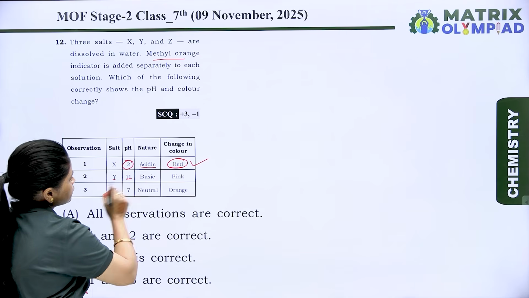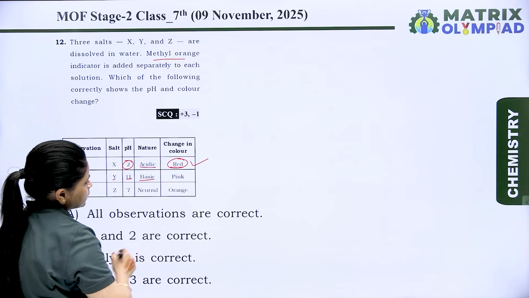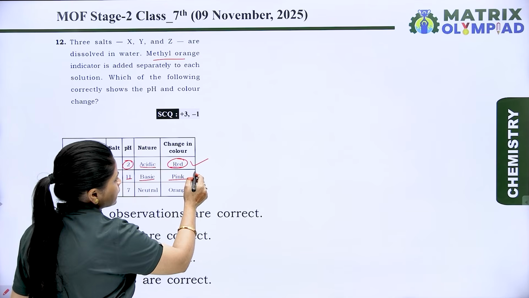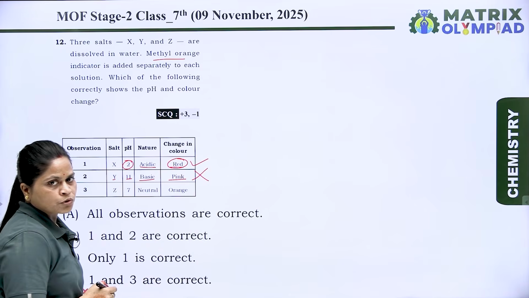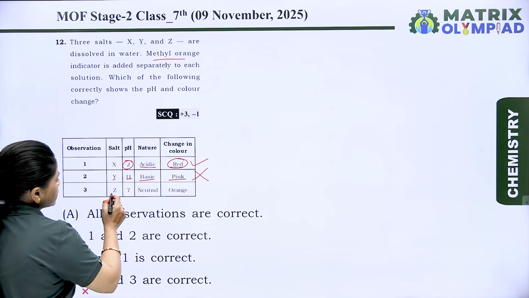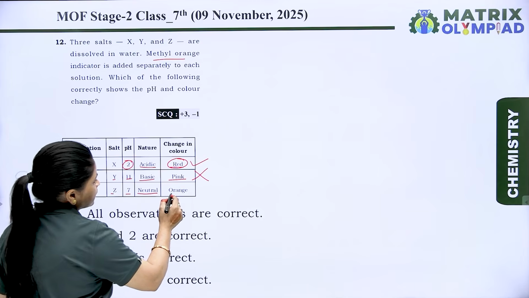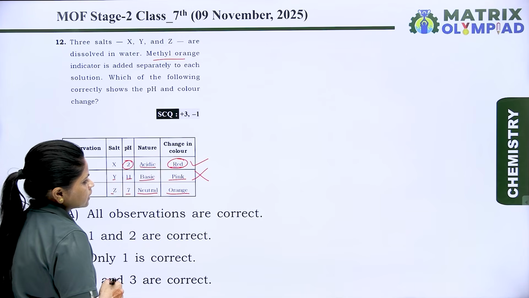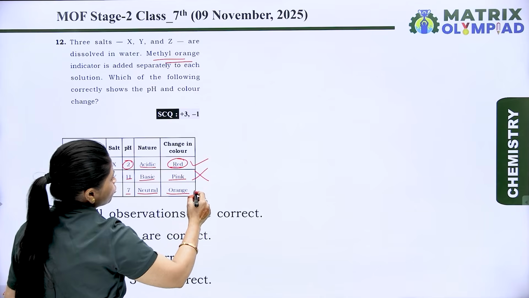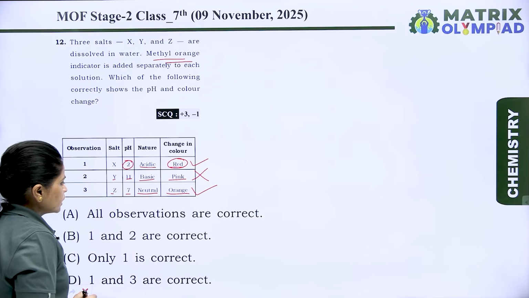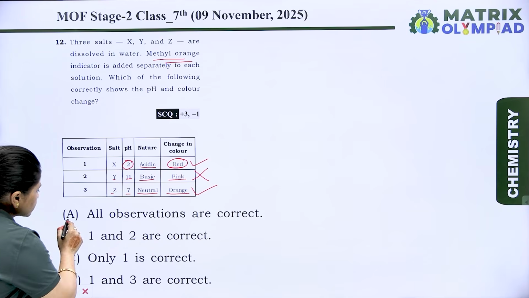Y has pH 11 and this is basic and gives pink color in methyl orange, that is not true or correct. Z has pH 7 and it is neutral and gives orange color with methyl orange, so it is again true.